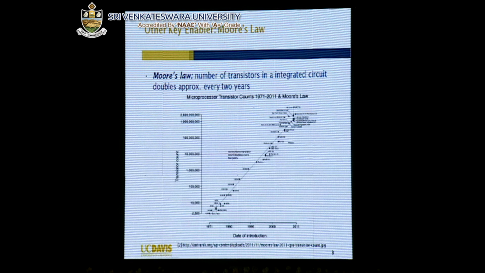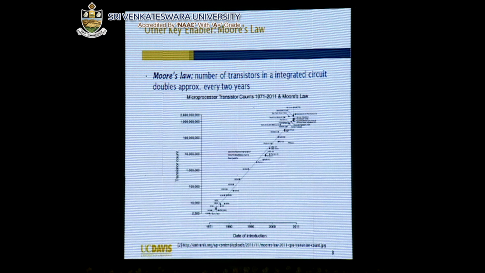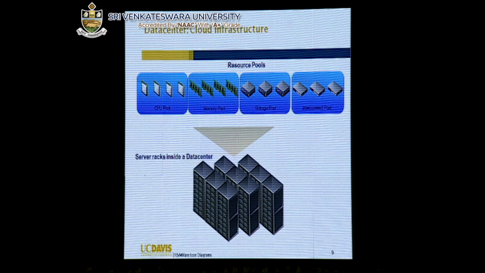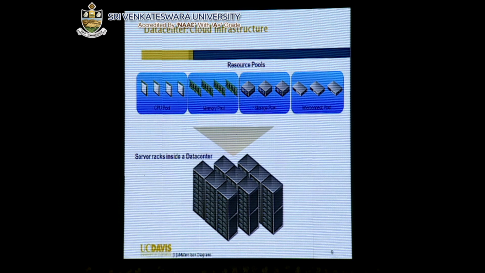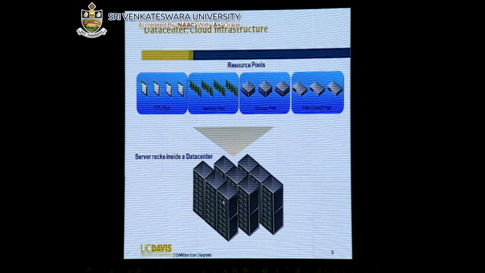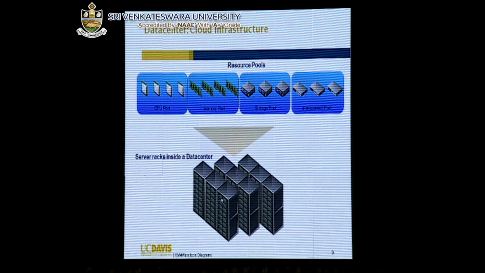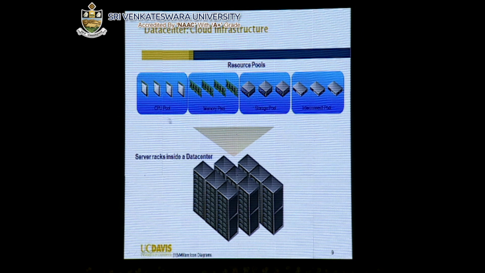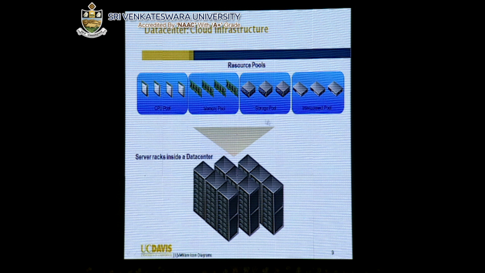And an enabler for this virtualization and cloud computing is really Moore's law, where the number of transistors in an integrated circuit doubles approximately every 18 months to 2 years. And this has essentially created huge data centers where in each data center we have servers and racks of servers which can have pools of CPU, memory pools, storage pools, etc.